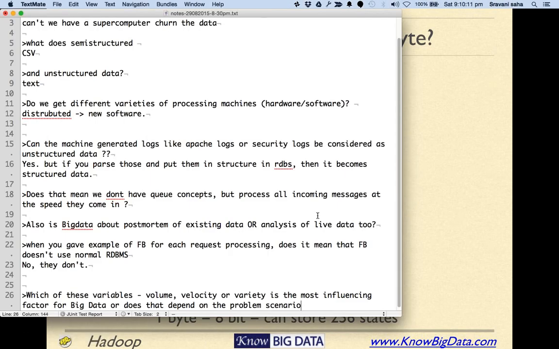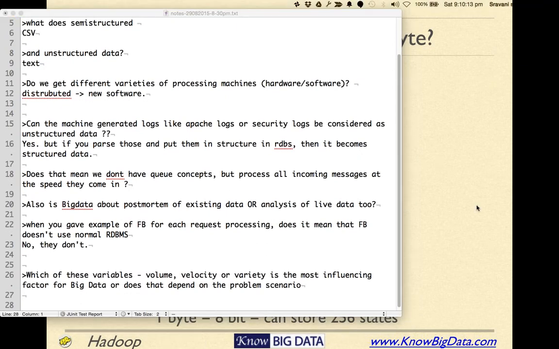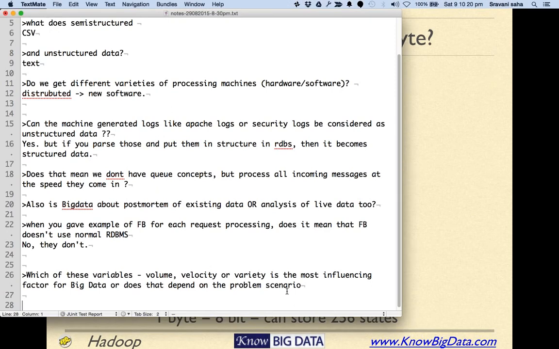All right. Now we have got a good question from Sanjay Tandon. Which of these variables, volume, velocity, or veracity, is the most influencing factor for big data, or does that depend on the problem scenario? So I will say it all depends on the problem scenario.